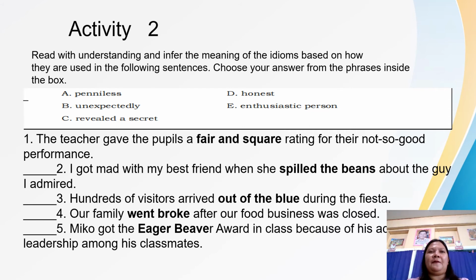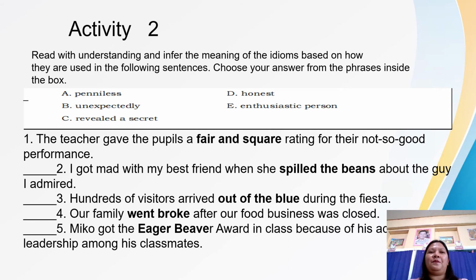Number 3. Hundreds of visitors arrived out of the blue during the fiesta. Out of the blue means A. Penniless. B. Unexpectedly. C. Revealed a secret. D. Honest. Or E. Enthusiastic person.